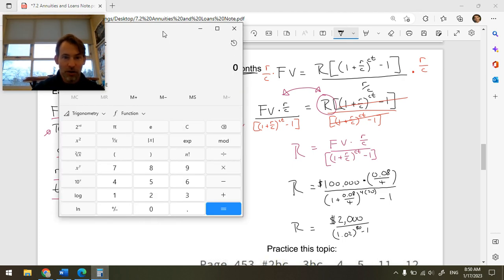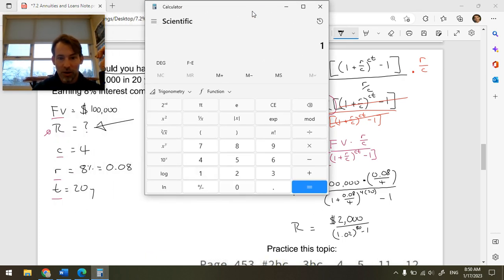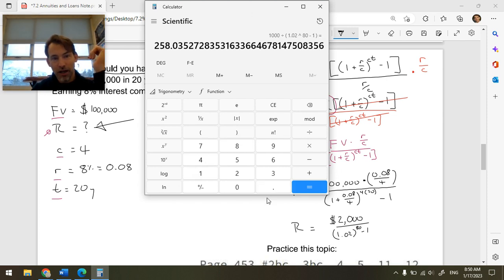So let's do it. Clear. All right. This will be our regular payment. 2,000 divided by, put this in brackets, 1.02 raised to the power 80 minus 1, end the bracket, equals $258. So R equals $258.04.